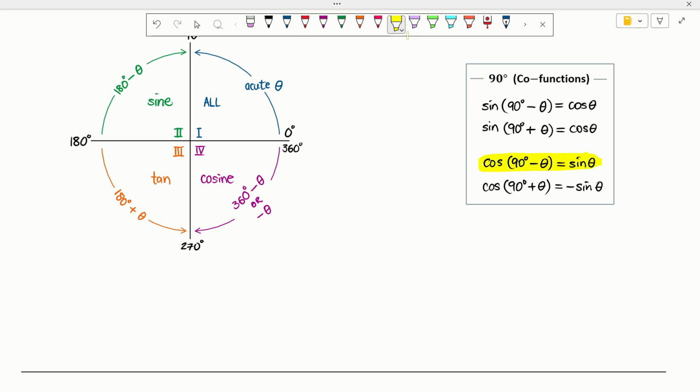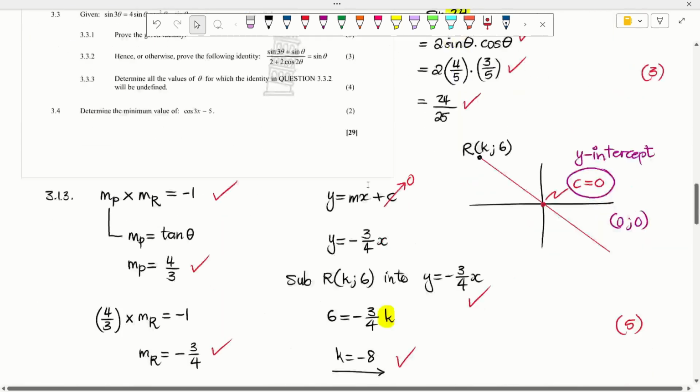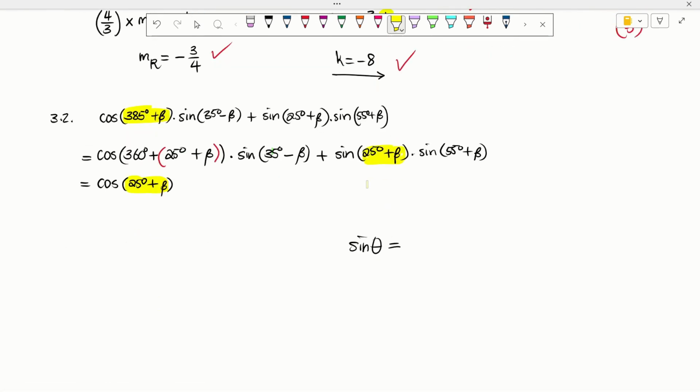Look at that co-function there. So a positive sine can become a positive cos of 90 minus that angle. So I'm going to use that co-function. Therefore, sine theta is equal to cos of 90 degrees minus this angle theta. So for this case, it's going to be cos of 90 degrees minus this angle.